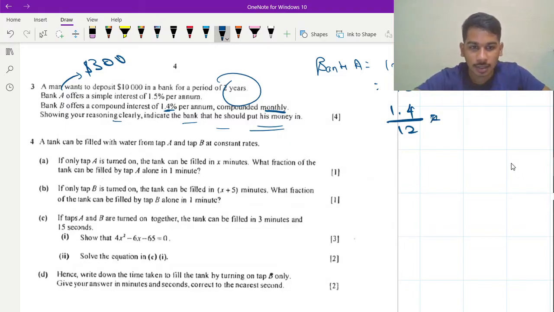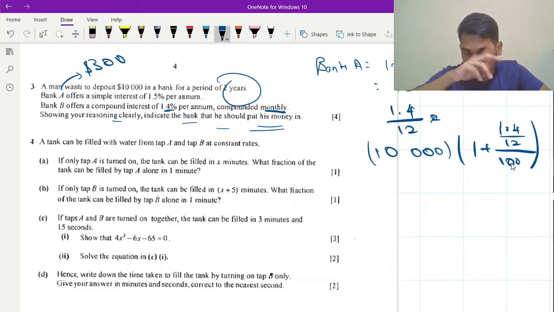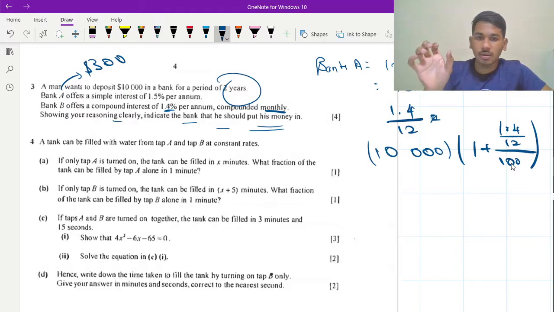Then what? Then we need to multiply it. So what's the total value you're going to get? 10,000, that's the principal amount, times 1 plus 1.4 over 12. That's the interest, like a percentage, but I'll divide it by 100. And then to the power of, how many times are you going to do this? The first month, the second month, just for 24 months you're going to do.